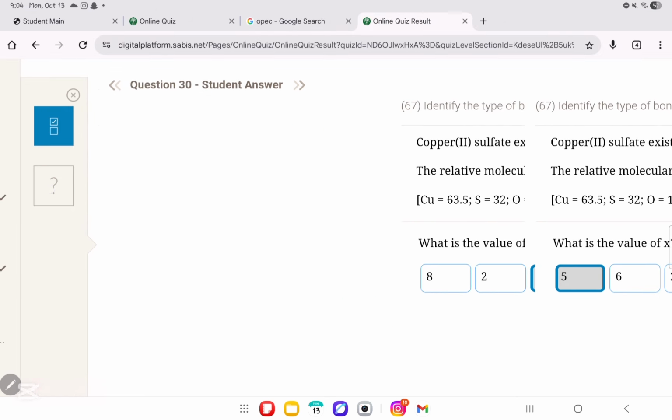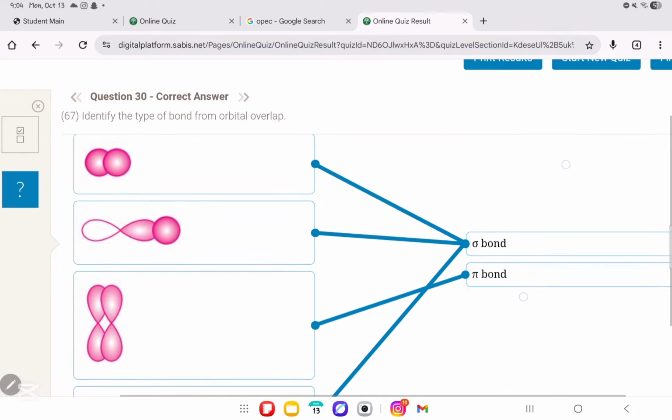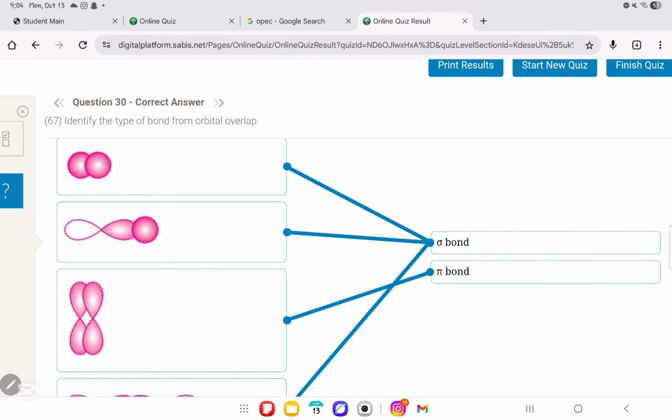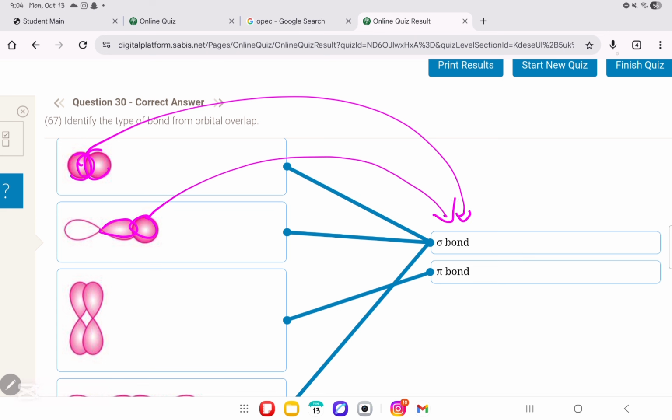We move on to question number 30. What does it say? Okay, this is easy. If there's only one intersection, like here, then directly it's a sigma bond. Here as well, it's only one intersection. Why did I choose pink? It's not that clear. Here it's two intersections. Look very clearly. One intersection here and one here. So it's going to be a pi bond.